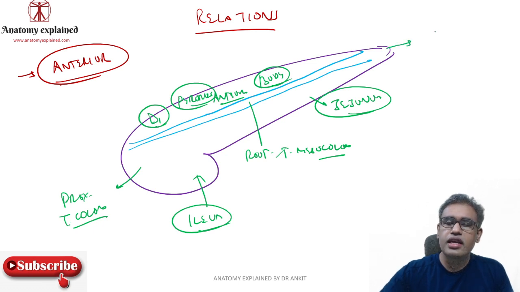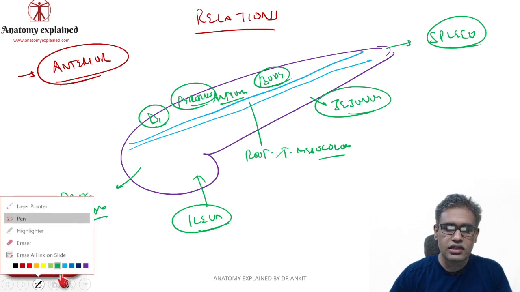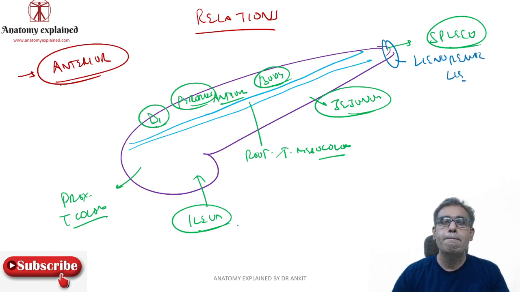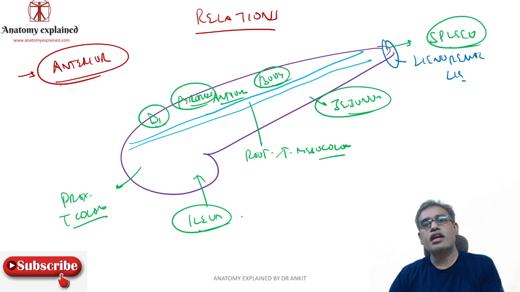And the tail of the pancreas is actually related to the spleen. So this tail is actually in touch with the ligament that is going from the kidney to the spleen, kidney again being retroperitoneal, and this ligament means a double layered fold of peritoneum. That is our lienorenal ligament. So the anterior relations of the pancreas are the peritoneum.